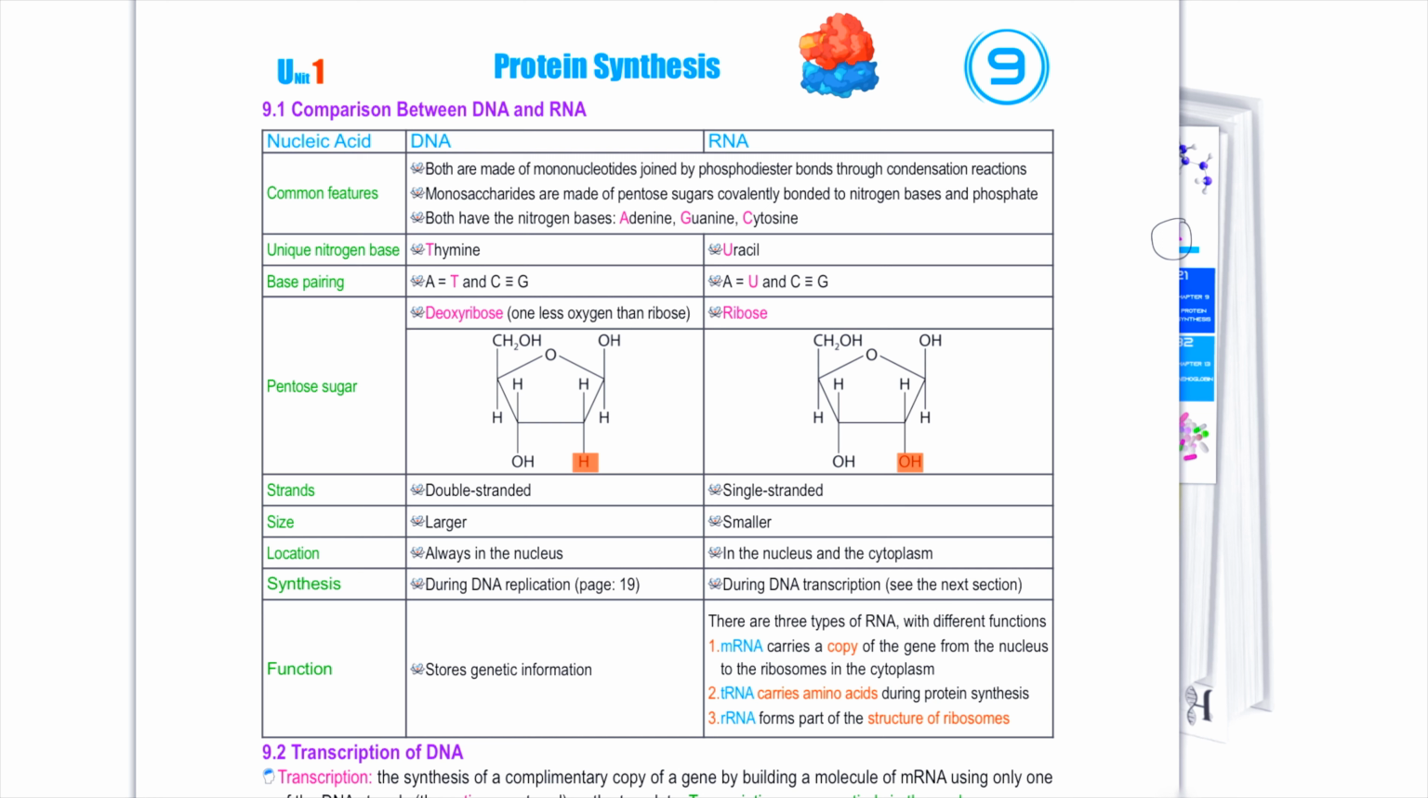Basically what I've done here is I took the marking points from the exam papers and I put them into a nice table like this. So it makes it very easy for us to learn and very simple for us to write the answers for exam papers.